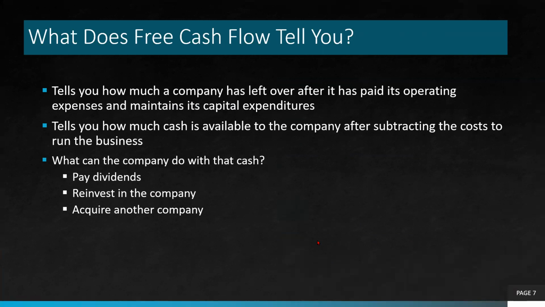So the free cash flow, again, tells you how much a company has left over after it's paid its operating expenses and the ability for it to maintain its capital expenditures. It tells you how much cash the company has available after subtracting the costs to run the business. Once you do that calculation, this figure is something that the company can use for a variety of reasons. They can pay some dividends with that money, they can reinvest it into the company, they can acquire another company.